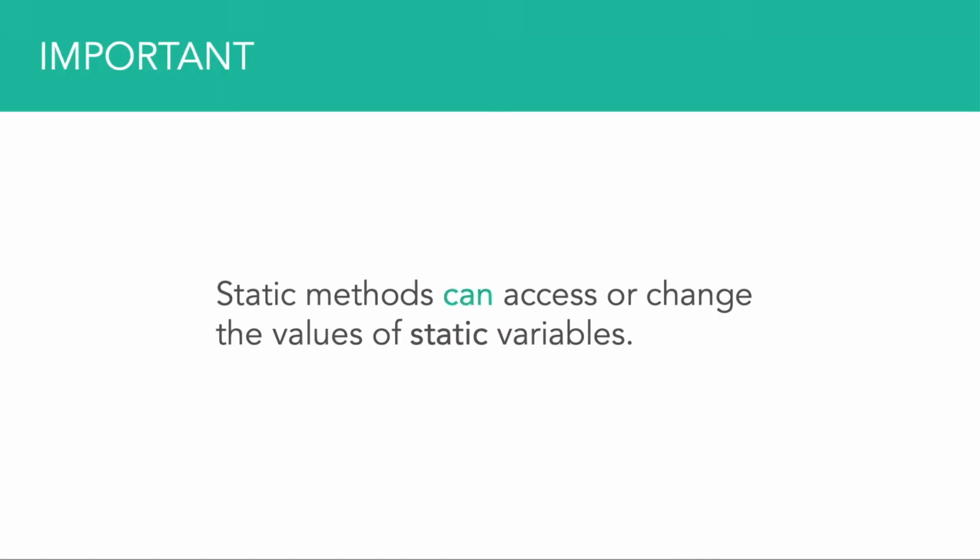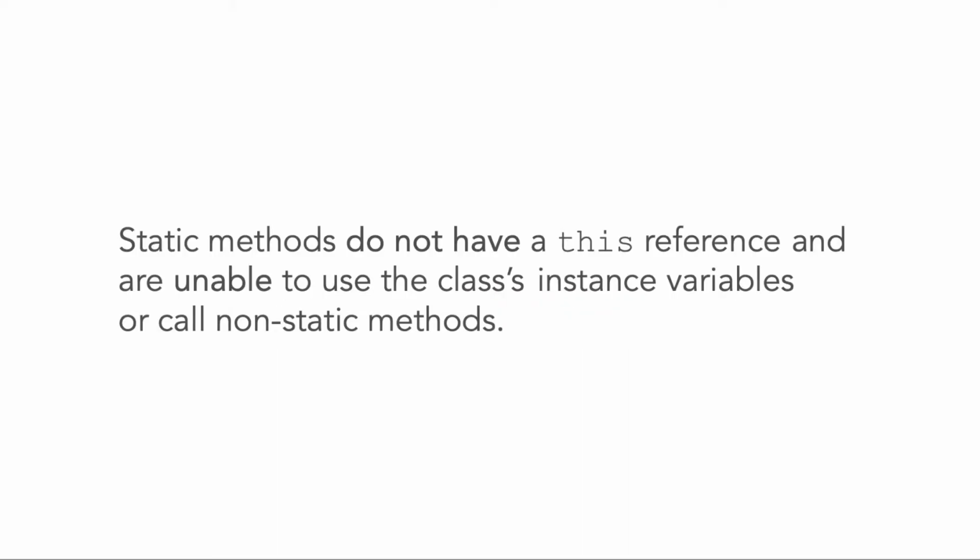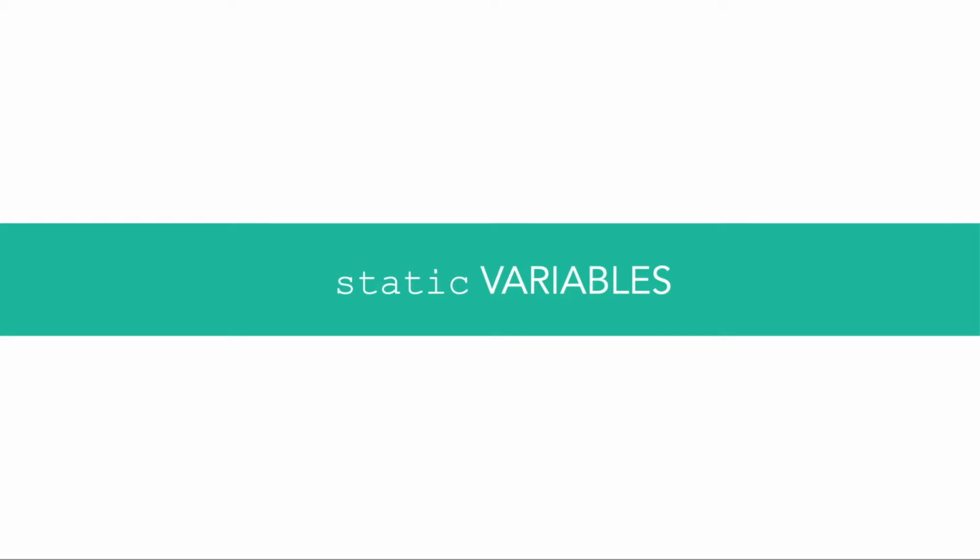Static methods can access or change the values of static variables. Static methods do not have a this reference and are unable to use the class's instance variables or call non-static methods. Let's now focus on static variables.